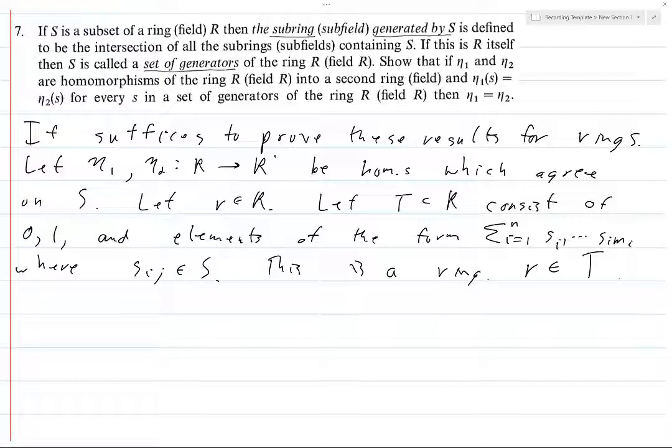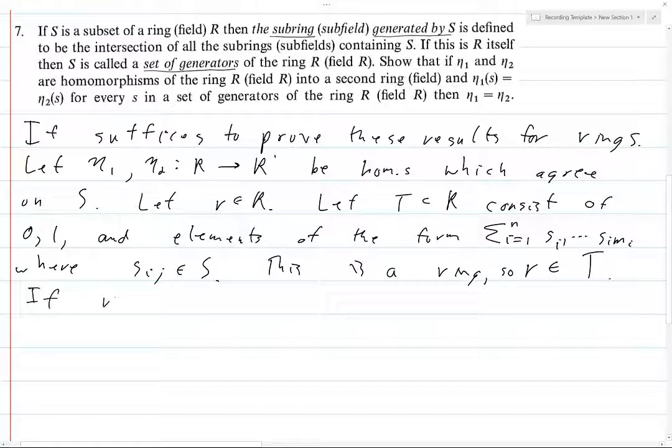Does that make sense? Yeah, I guess that's a little weird because you think, oh, these are subrings of R, but I guess they're all of R, and that's sort of the point of it being a generating set. So this thing we've constructed, T, is a subring of R which contains S, and so it contains R. And so R is contained in T.